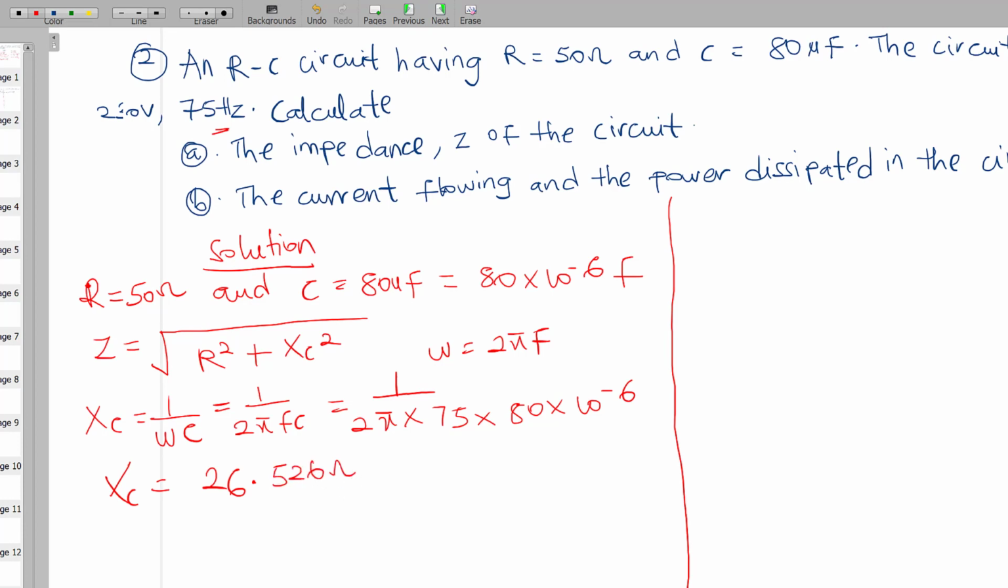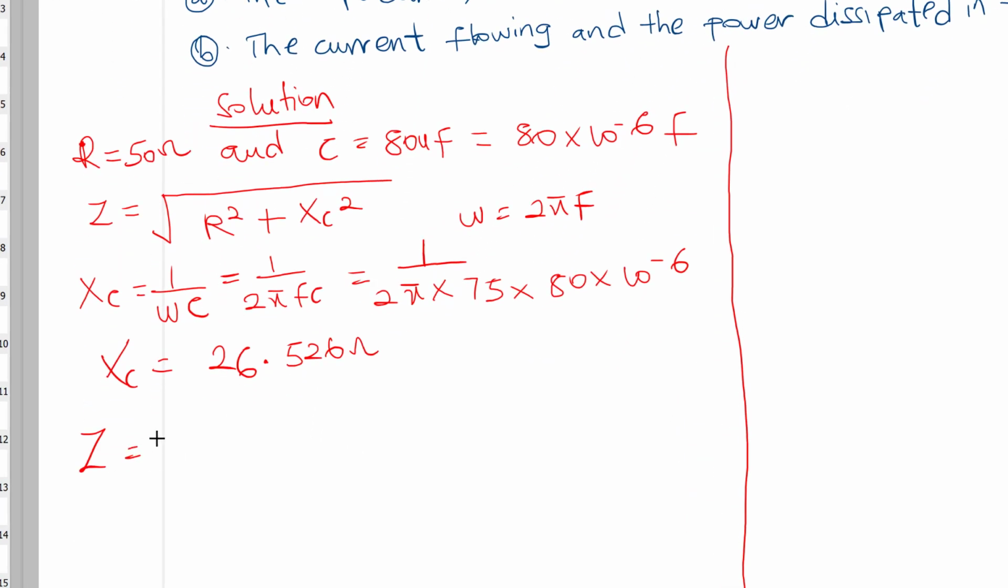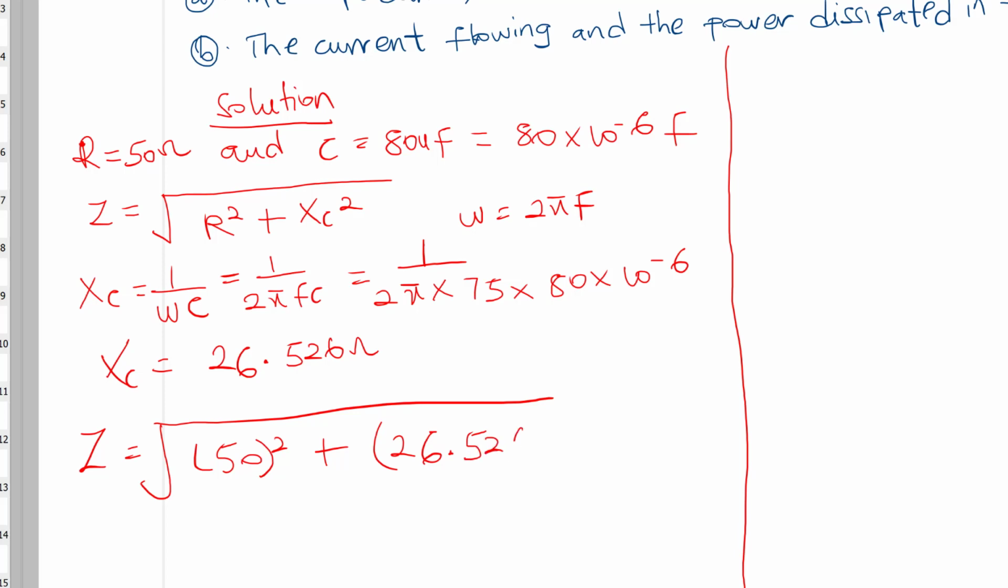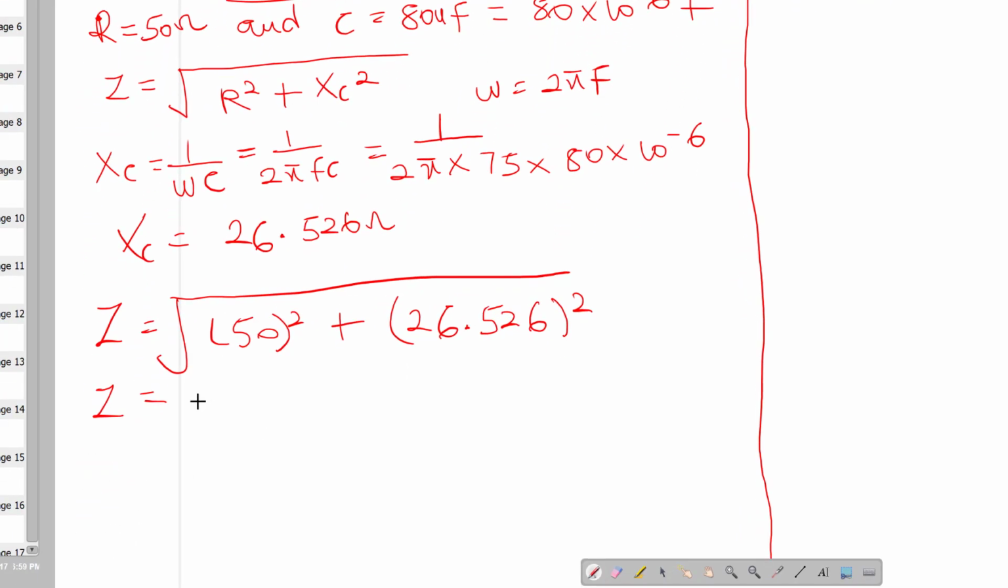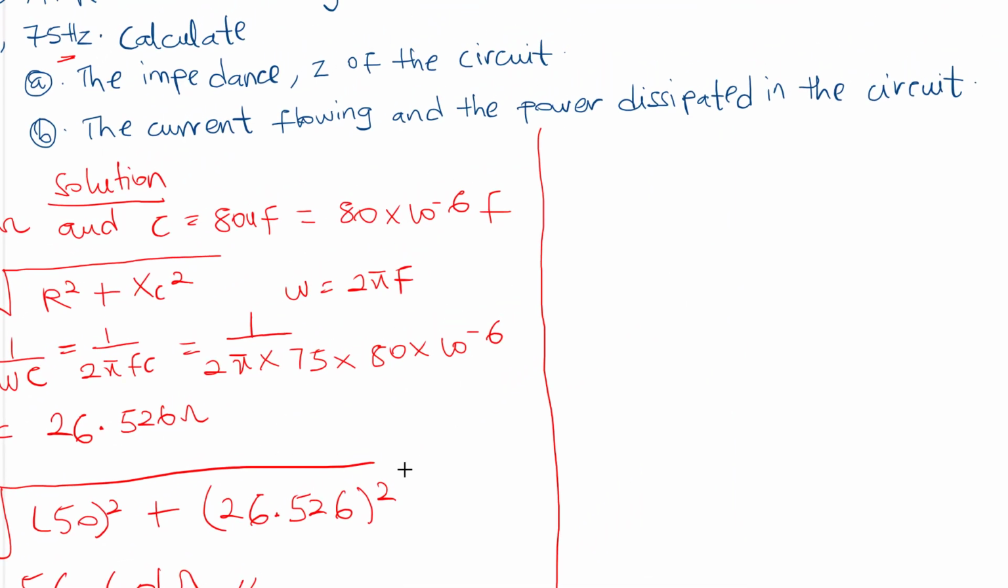26.526 ohms. So then my Z, by substitution, I have R already, so R was 50, so it will be the square root of 50 squared plus XC squared, so it will be 26.526 all squared. So I'll have my impedance Z to be equal to 56.601 ohms.